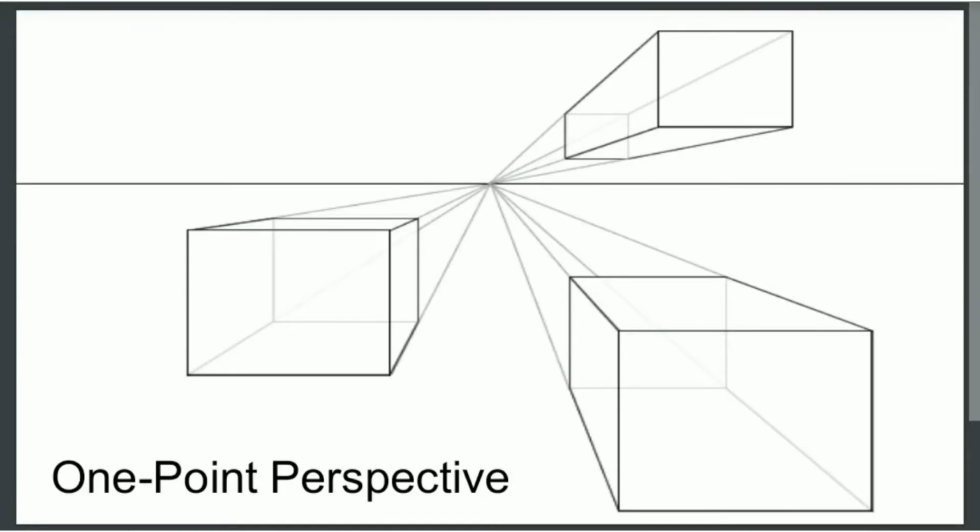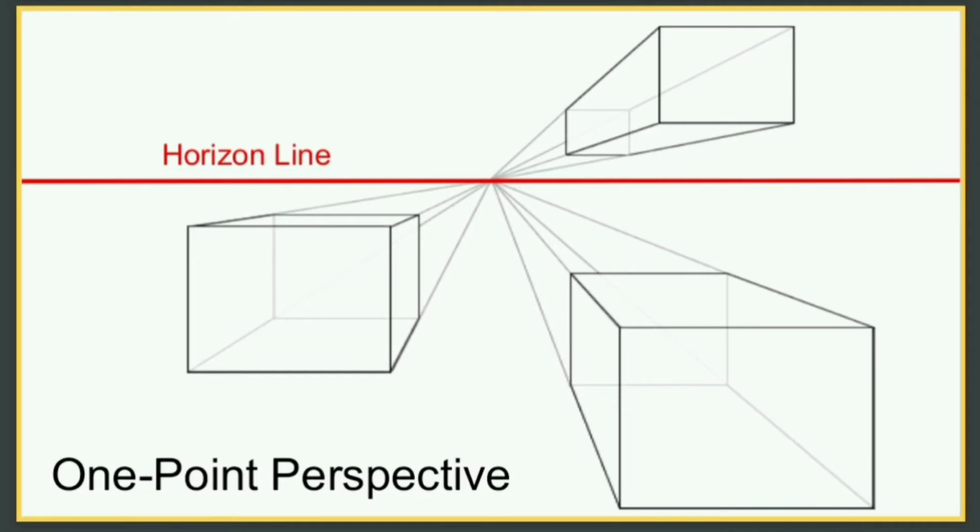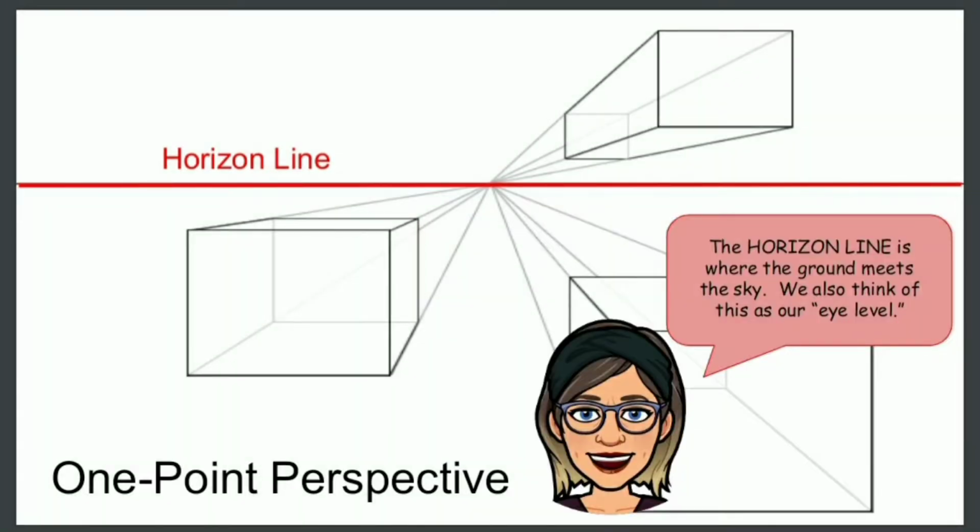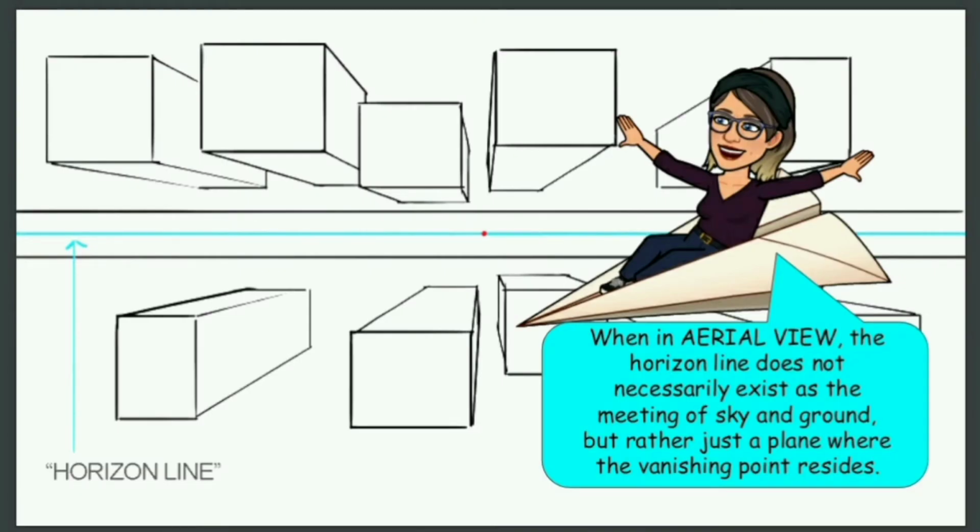All right, guys, let's talk about one-point perspective. There's some vocabulary that we have to learn in order to understand what perspective is. For instance, here we have the horizon line. The horizon line is where the ground meets the sky. We also think of this as our eye level, so it's what we see at our level looking.